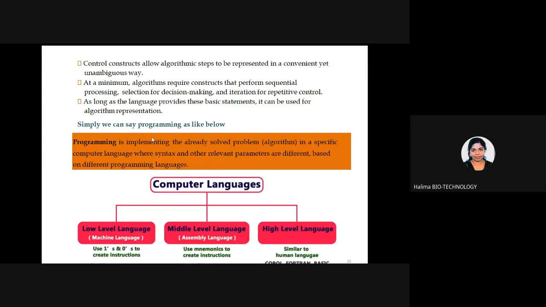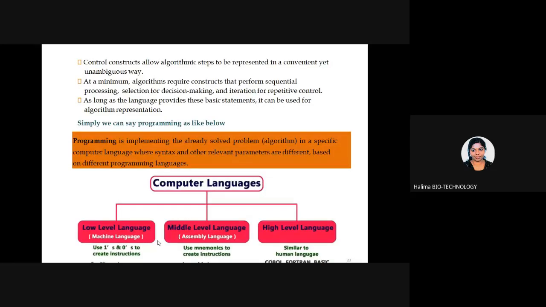There are three different types of language: low level language, middle level language, and high level language. Whatever programming language we are learning nowadays belongs to high level language. Even C, C++, Java, Basic, Fortran, these are all outdated now. All these belong to high level language.